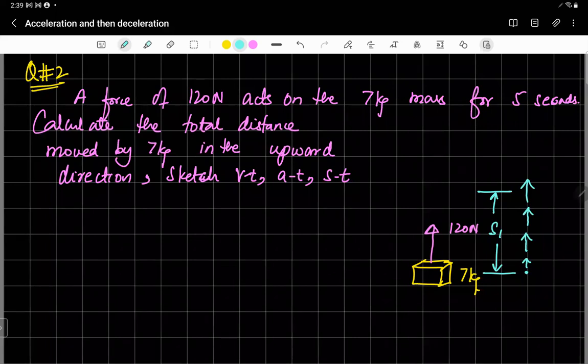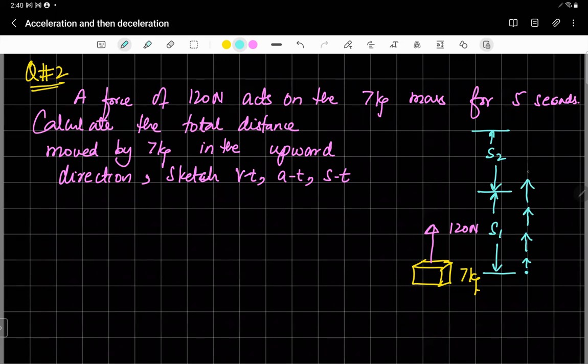The moment this 120 Newton vanishes, the body will not just come to rest instantly, rather it will keep on moving in the upward direction. We call this distance s2, and we declare the motion in the second stage as the motion due to inertia. Inertia is the inability of matter to change its state of rest or of uniform motion without the application of force. So when 120 Newton finishes, the body will move some distance up.